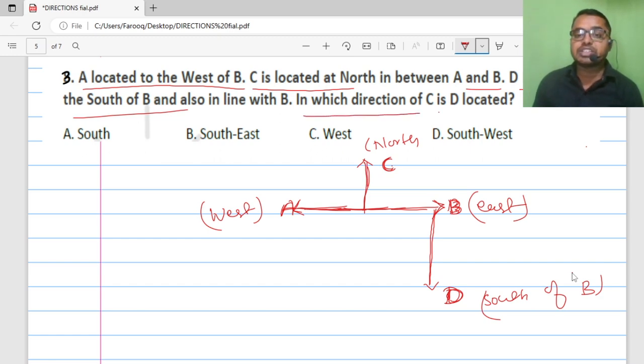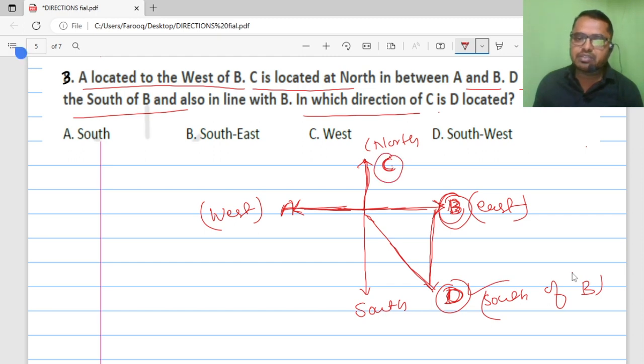He is asking the direction with respect to C. C is here, this one. With respect to C means in this direction. Which direction is it? This one is east, west. This one is south. This one is north. In between here is B. D is east of B. But with respect to C, what is the position of D here? Southeast.